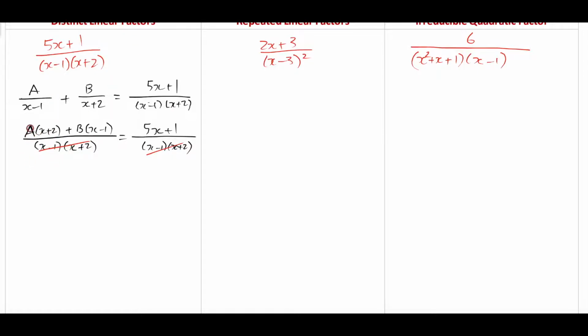So to do this, we expand the numerator, expand the brackets: Ax plus 2A plus Bx minus B equals 5x plus 1. Now we group them together, Ax and Bx. If you add the coefficients, A and B together, they should equal 5x. So A plus B must equal 5 so that you get the 5x. Same thing with the 2A and the minus B. If you subtract them, 2A minus B should equal 1. So we're just equating coefficients, that's it.